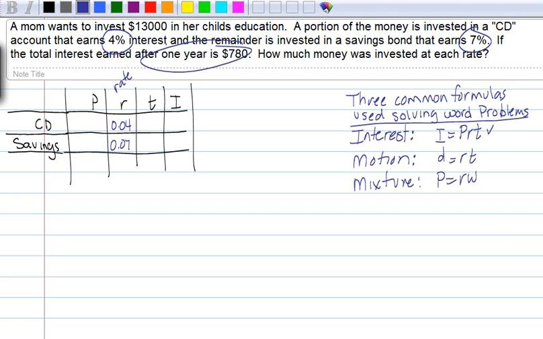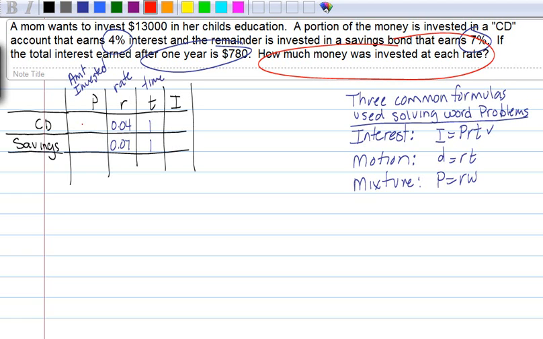The next thing is the time, and it says that it's 1 year. So I'm going to put the time in the time column, and both of those are a 1. Finally, the principal, or the amount invested. That is what they are asking for. How much money was invested at each rate? So that is where my unknown is. So that is where my variable is going to be.